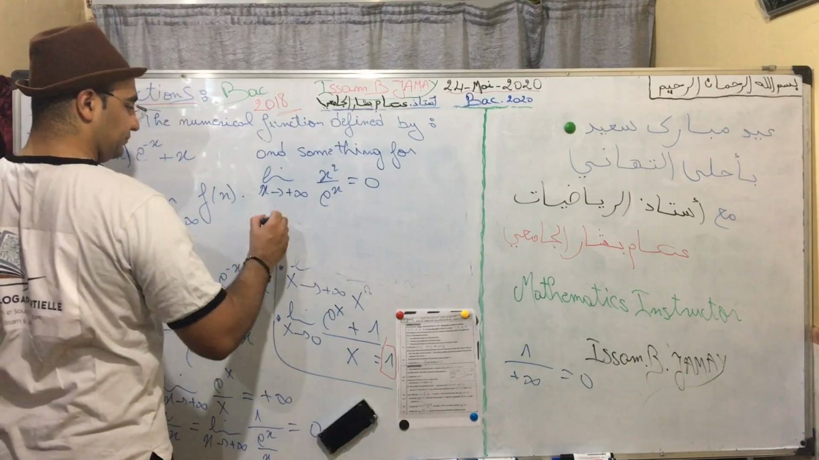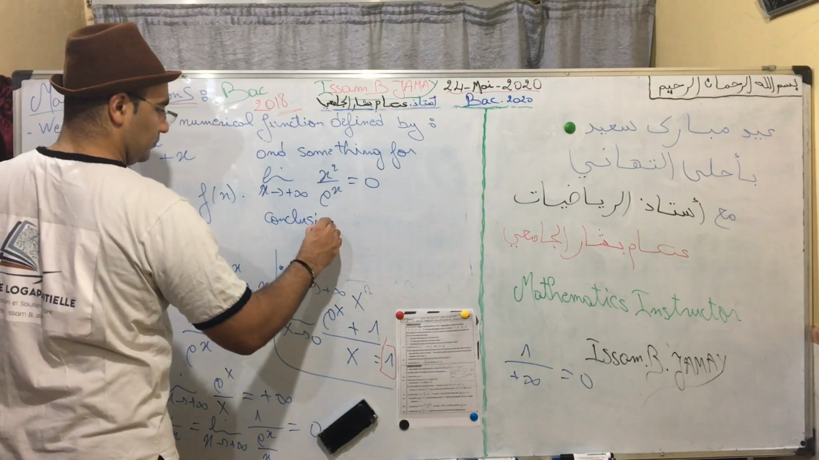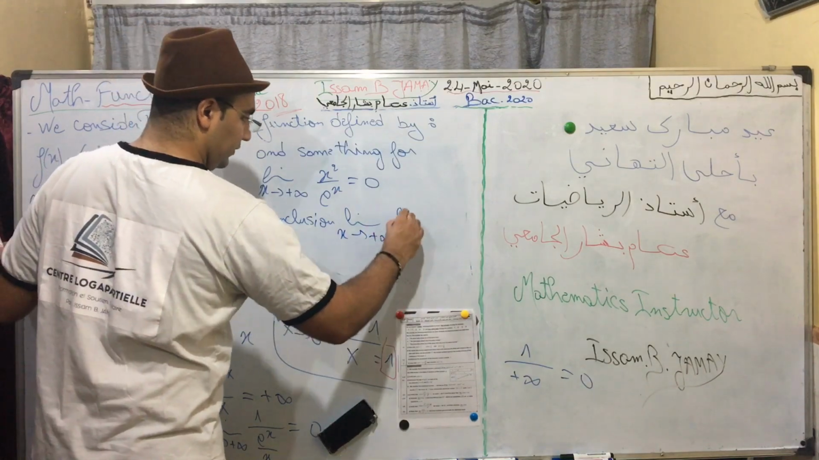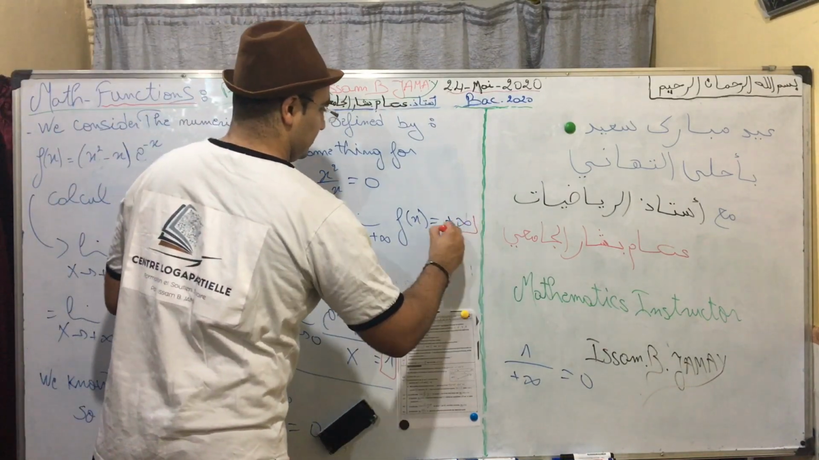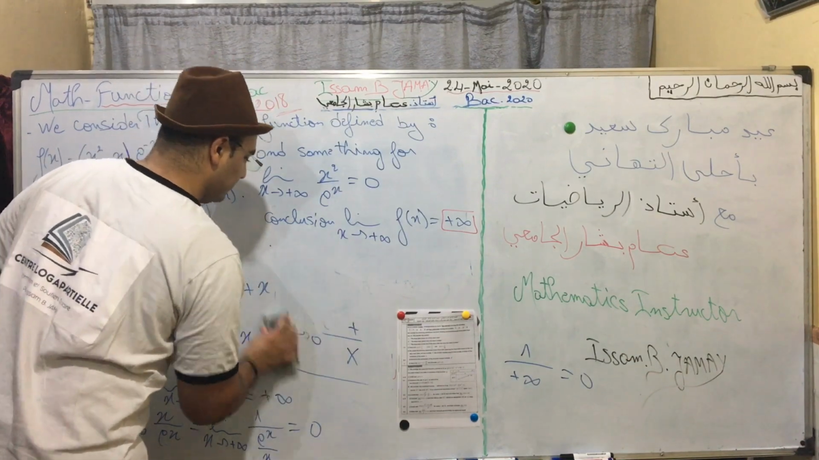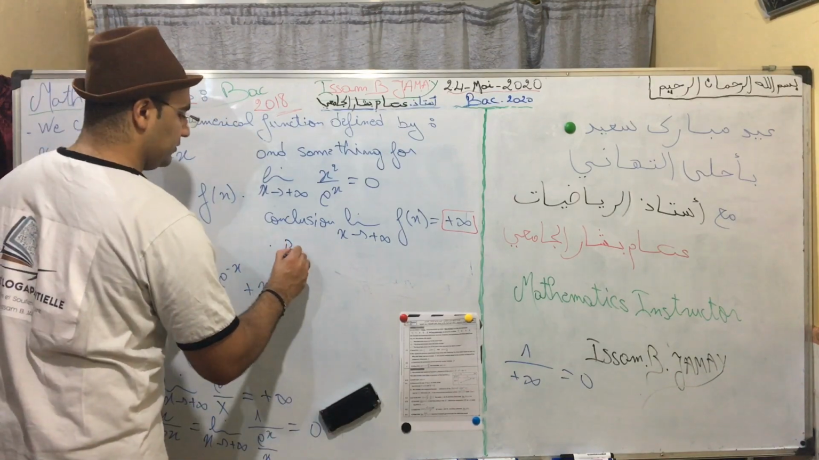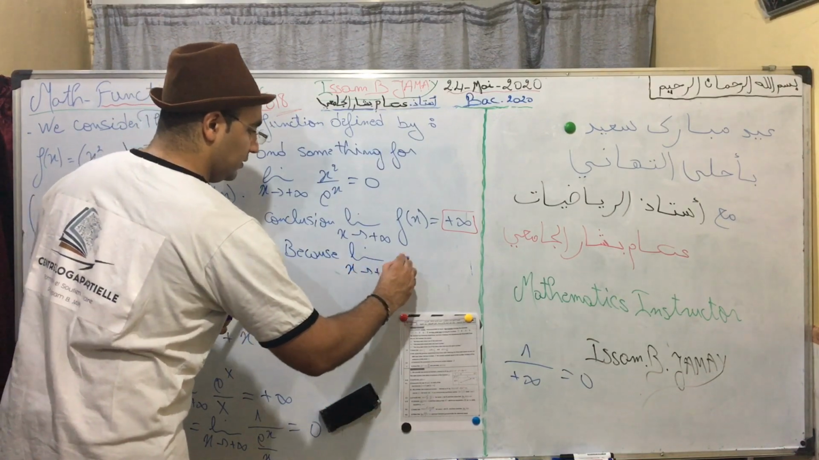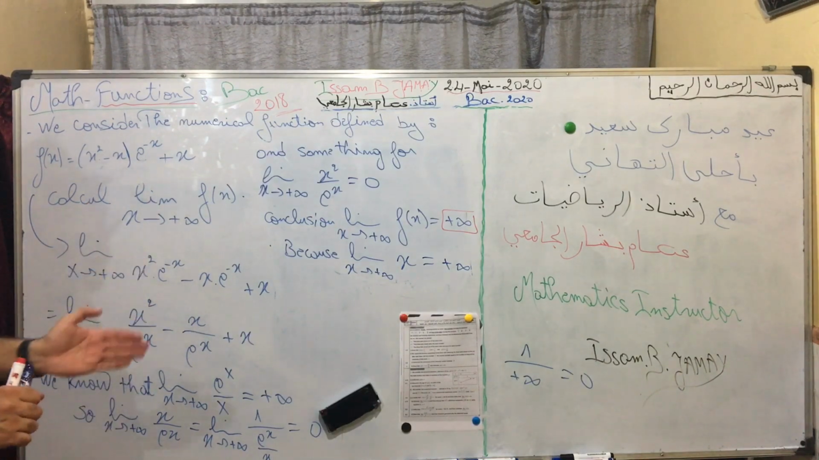So conclusion. The limit when x goes to plus infinity of f(x) is equal to plus infinity. That's the last answer. And then we can do at the bottom, to be more specific, because the limit when x goes to plus infinity of x is equal to plus infinity. So this is how we should do.